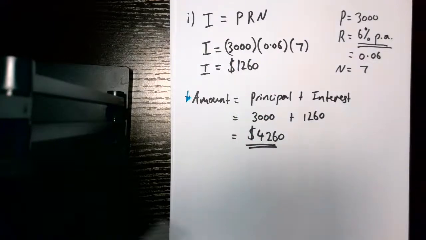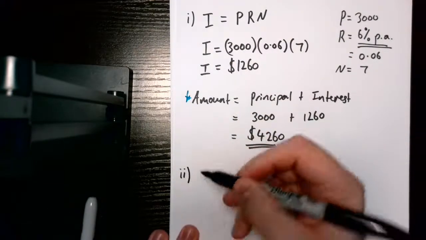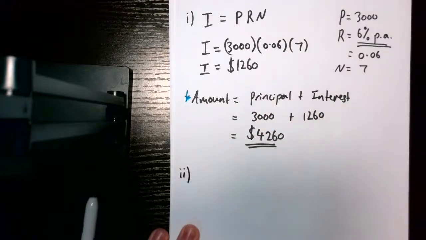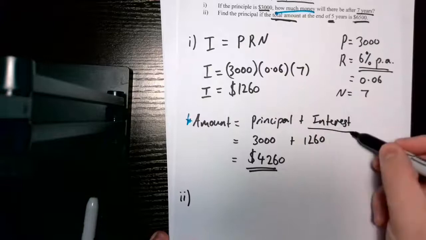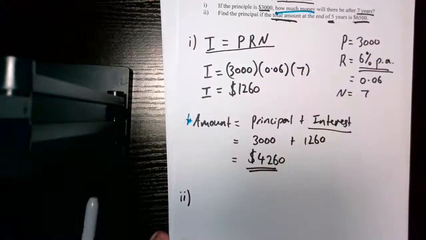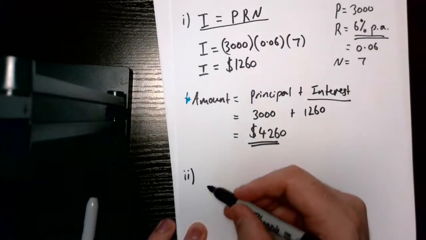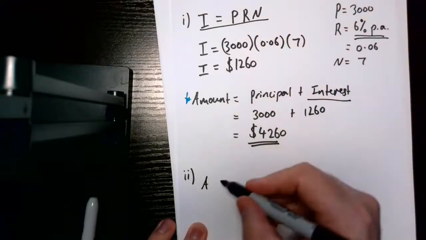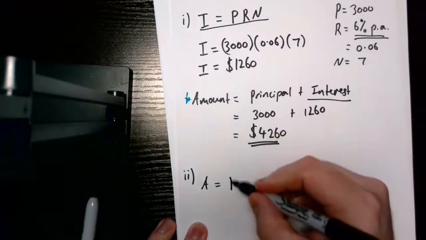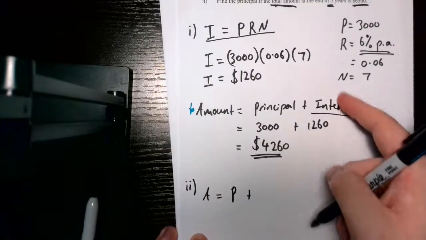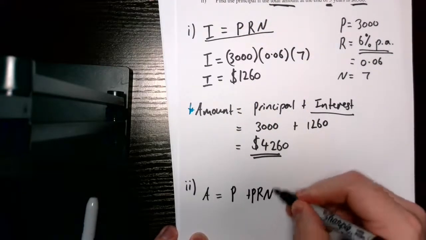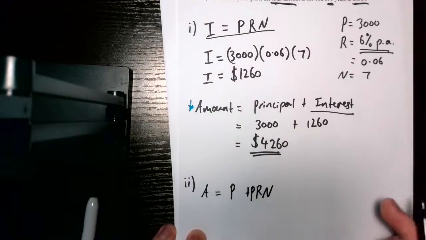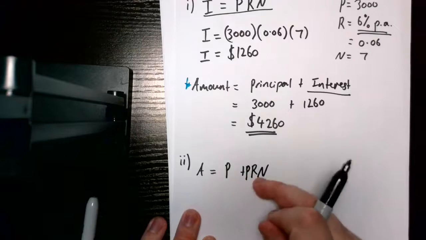This is why I left this question on the page, just to highlight this particular formula. So for part 2, we know that our final amount is equal to the principal plus our interest. We can try and reduce the number of variables by using the simple interest formula. We know our interest is equal to PRN. So I'm going to rewrite our formula for the amount as A, shorthand. It's equal to our principal, P, plus our interest, which is PRN. So our total amount is equal to P plus PRN.